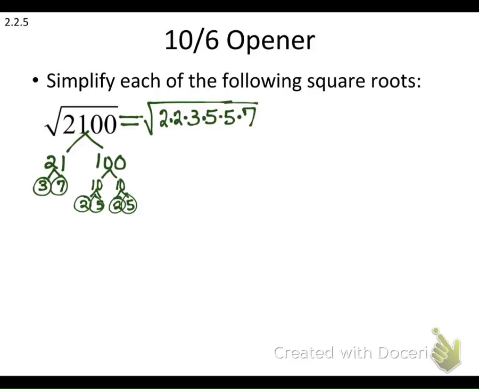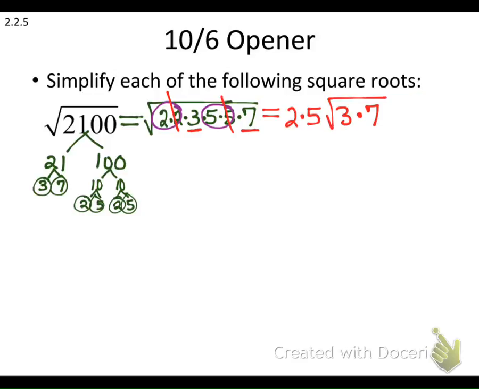Now what? Find the pairs, which are 2 and 5. Now what? You underline 3 and 7. Why do I underline those? Because they don't have any pairs and they're going to stay put. Go ahead. And then you do 2 times 5. And then you put your square root sign. And then you put 3 times 7 in there.